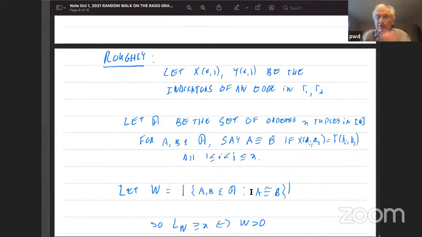Okay. So suppose I have two graphs, gamma one and gamma two, and let x_ij and y_ij be the indicators of an edge. So they're one or zero. Let script A be the set of ordered n-tuples between one and capital N. And for two ordered n-tuples, say that they're equivalent if the two graphs are the same. That is, if there's an edge in gamma one, there's an edge in gamma two. And if there's not an edge in gamma one, there's not an edge in gamma two across those two edges.